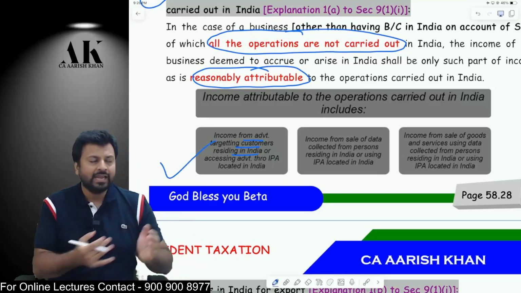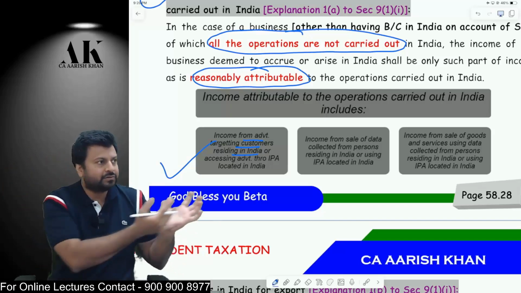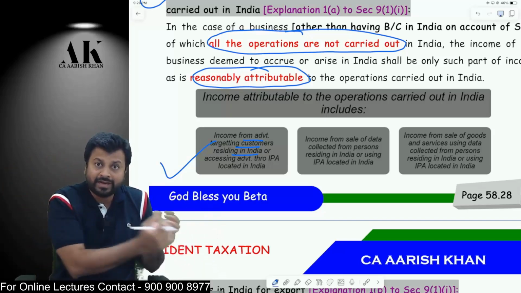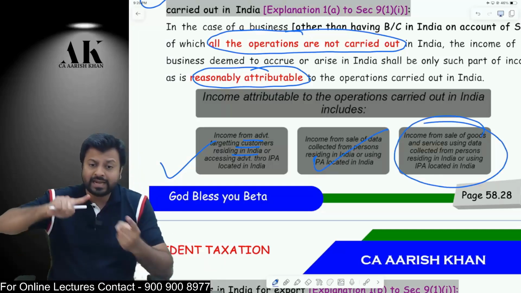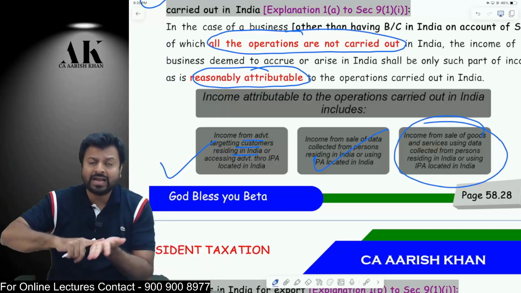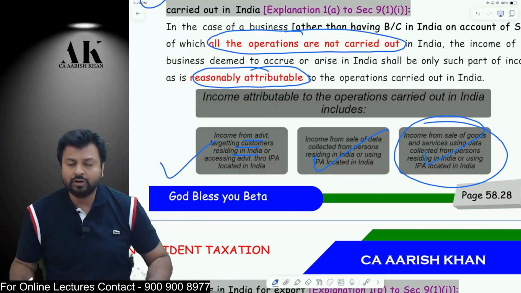Secondly, if Amazon is collecting data from a person residing in India and then selling it. If Amazon is collecting some data from an Indian resident company and then selling it to someone, that will also be deemed to accrue or arise in India. And with the help of that data, if somebody is selling goods in India, then that will also be deemed to accrue or arise in India. I hope it is clear to all of you.